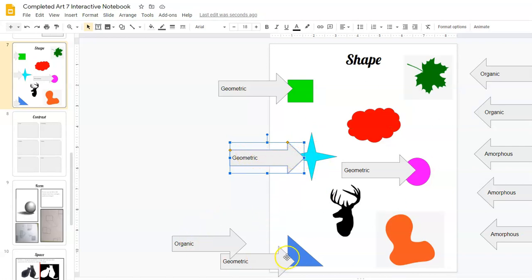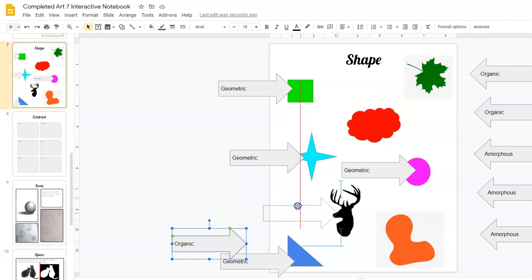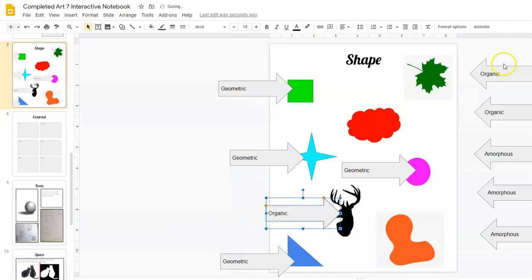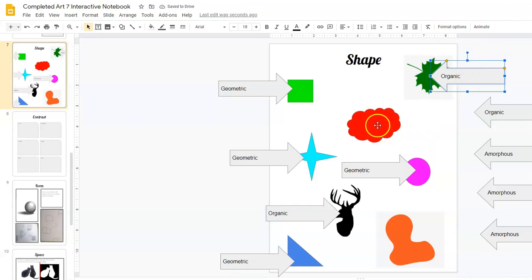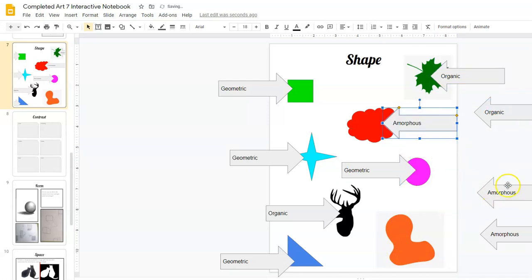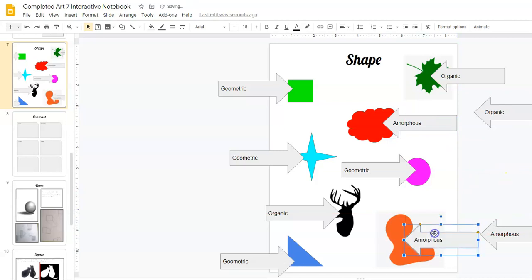Next we have organic. Organic is going to be the silhouette of a living thing. So if we look at our last 4 shapes, we can see that this deer head here is an organic, it was a living thing. This leaf here is an organic shape. This cloud shape and this blob, however, they're not the outlines of living things. They are amorphous shapes, so shapes that don't have one defined outline, one defined shape. They morph between things. That cloud, puffy shape, paint splatter, all of those are amorphous shapes.